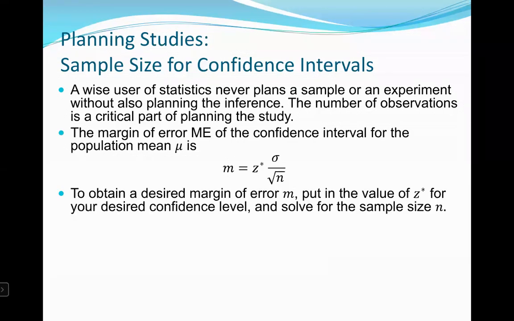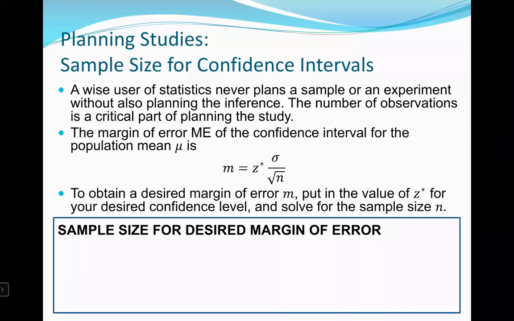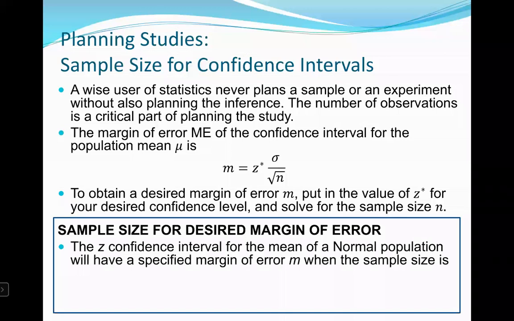To obtain a desired margin of error M, put in the value of Z star for your desired confidence level and solve for the sample size n. Sample size for desired margin of error. The Z confidence interval for the mean of a normal population will have a specified margin of error M when the sample size is n equals the quantity Z star times sigma divided by M, squared.